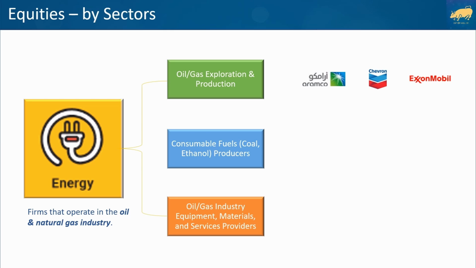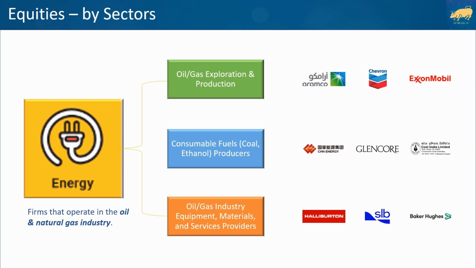the biggest oil and gas exploration and production firms are Saudi Aramco, ExxonMobil, and Chevron Corporation. China Shenhua Energy, Coal India, and Glencore are the largest consumable fuels producers. Lastly, the leading oil and gas industry equipment, materials, and services providers are Schlumberger, Halliburton, and Baker Hughes.